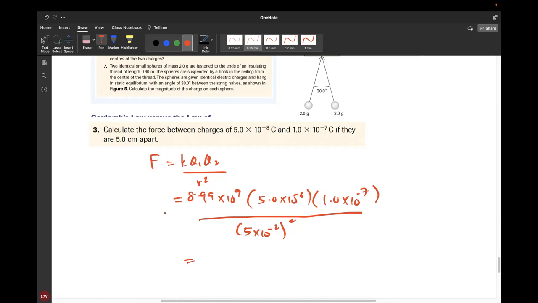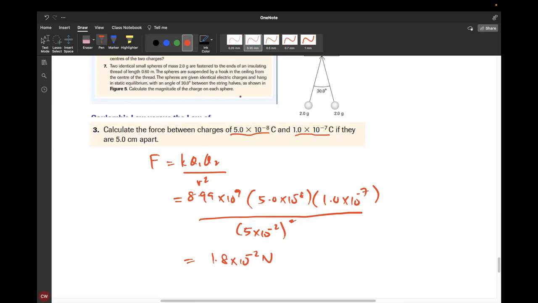Why is the charge negative for this one? They didn't tell whether it's positive or negative. We don't know. So this is just the magnitude of the force. For magnitude, we don't care about the sign, whether it's positive or negative. But if it's negative it means attractive, and if it's positive it means repulsive force. Okay.